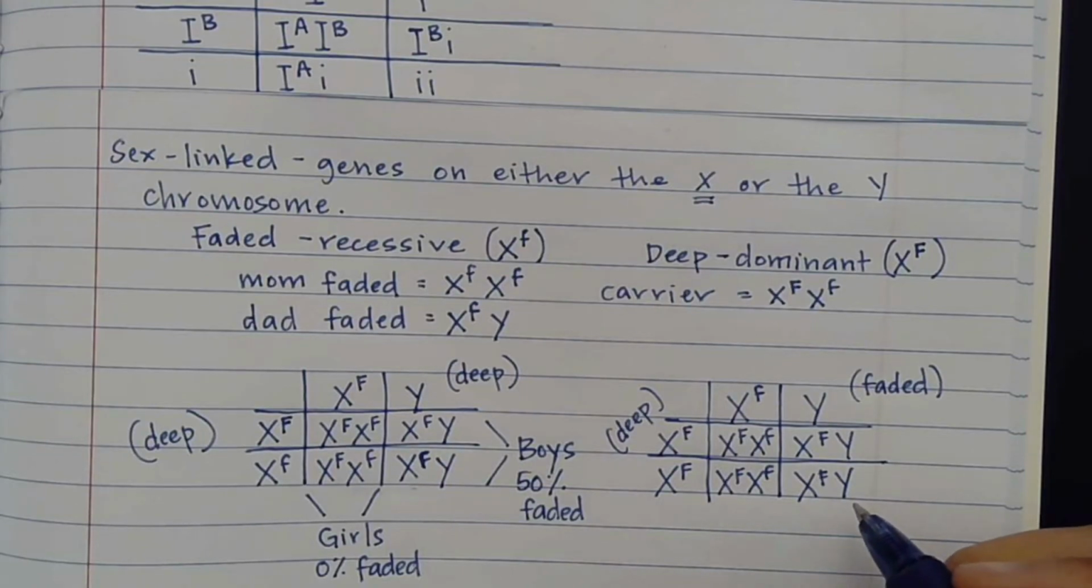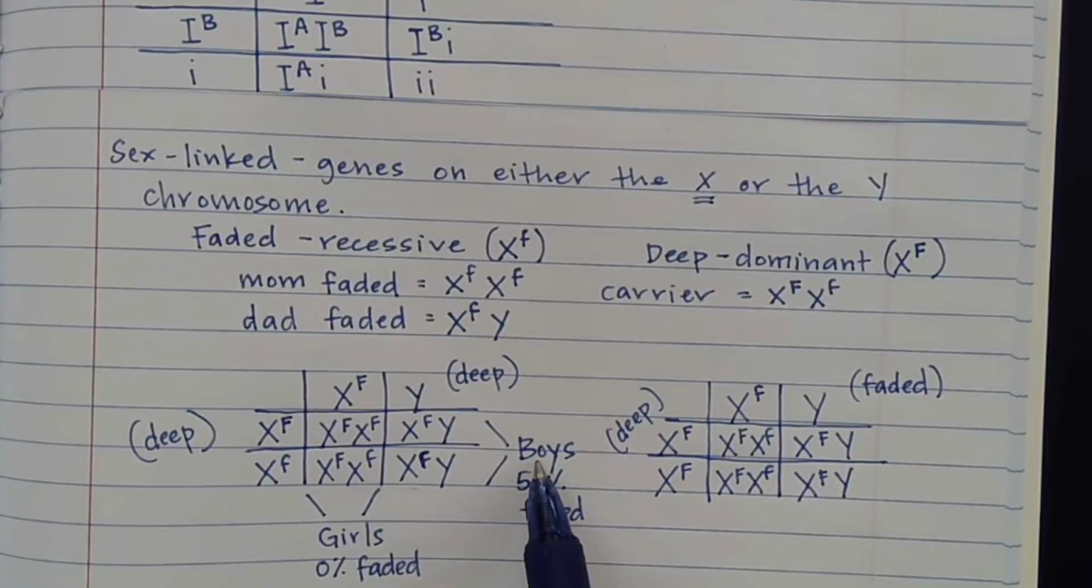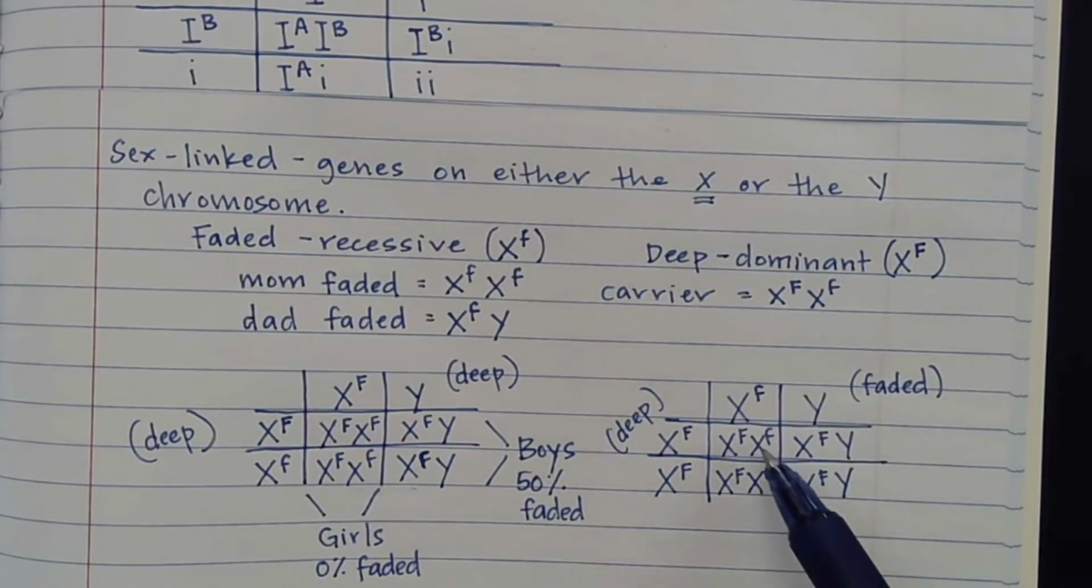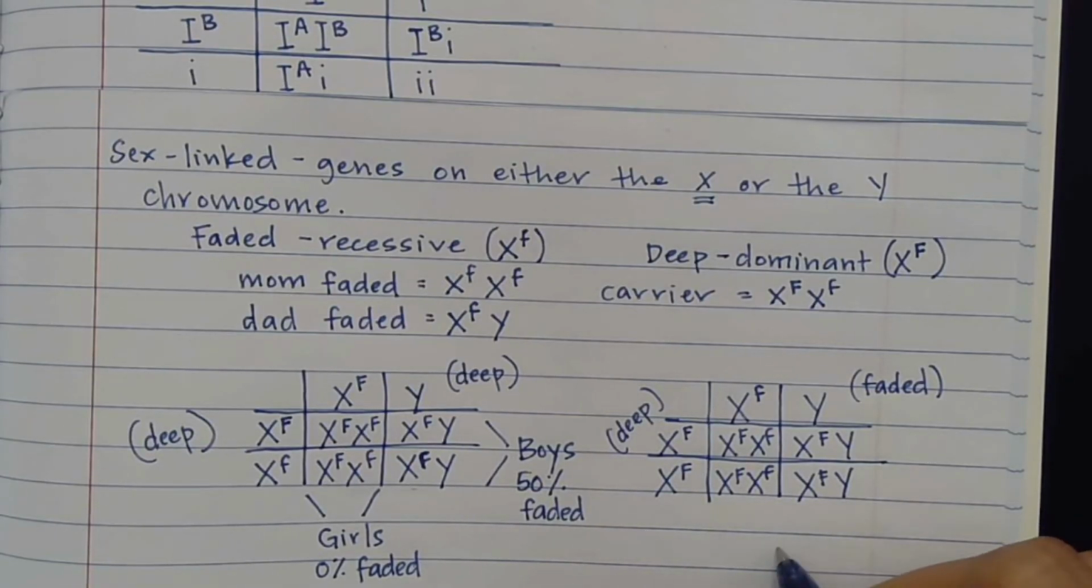And this is why, when we're talking about a recessive trait, it's going to show up more often in boys than in girls. Because if girls have it, or if girls are carriers, then they're going to give it to their sons. But if boys have it, they are not going to give it to their offspring unless mom also has the trait. So 0% of kids are faded.